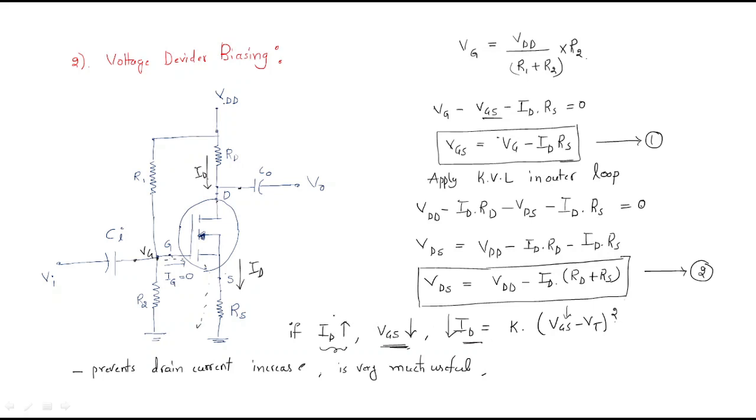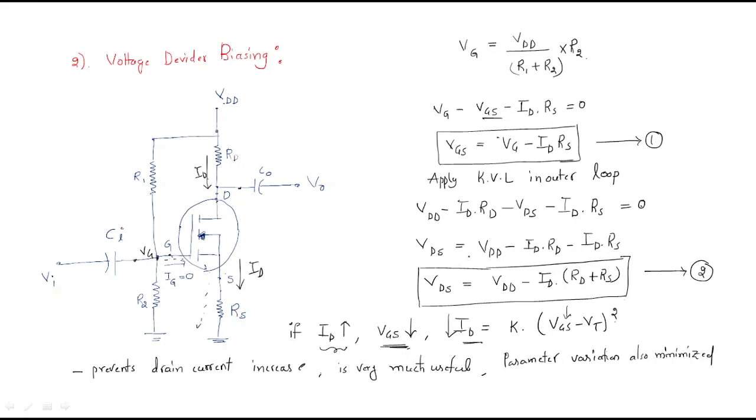By adding the source resistance, the parameter variation is also minimized. So if the drain current is in our control, it automatically controls the drain current. That's why the voltage divider bias is very important.